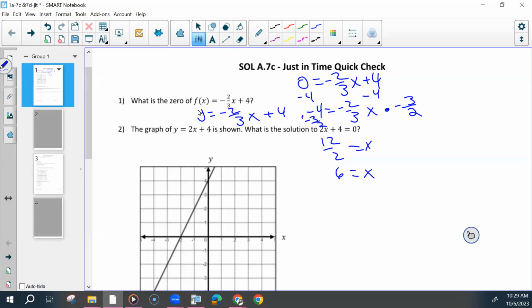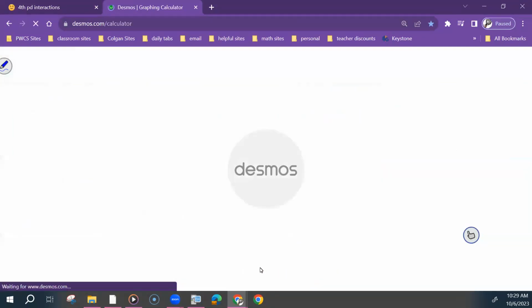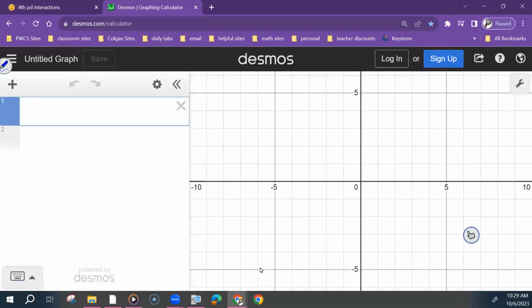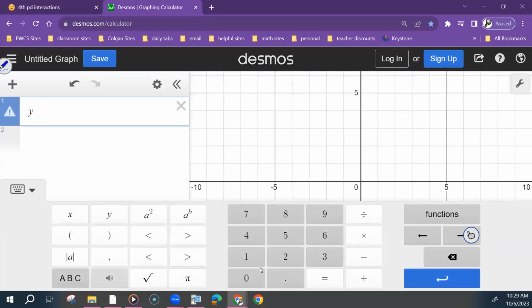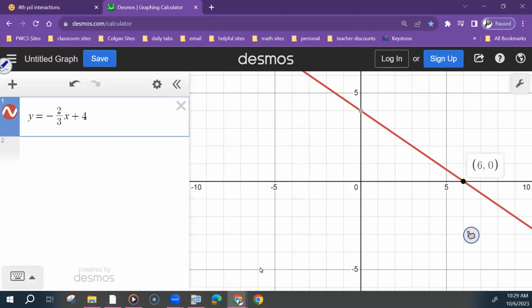But if you would put this into Desmos or your calculator and just put this part into the calculator, you should have seen this. So I'm just going to type in y equals -2/3 x plus 4. I can look and see 6 is my x-intercept. So use Desmos while you're practicing these things. Okay, questions on number 1?